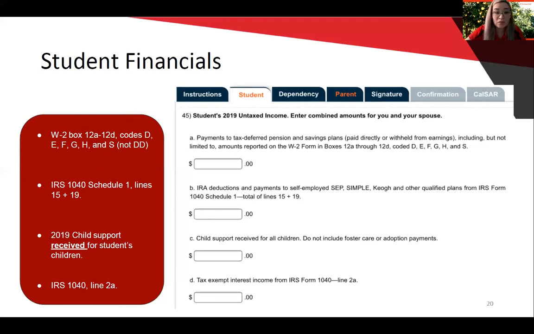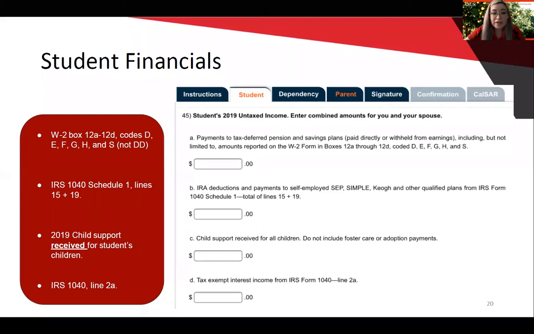The next question is going to ask you about IRA deduction and payments made. That information can be found on your IRS 1040 form. You're going to look for the Schedule 1. If you locate a Schedule 1, you're going to go to lines 15 and 19, and add those two up. Whatever the amount is, you're going to report that under this section. Now, if they're blank or 0, then you're reporting 0 on there.